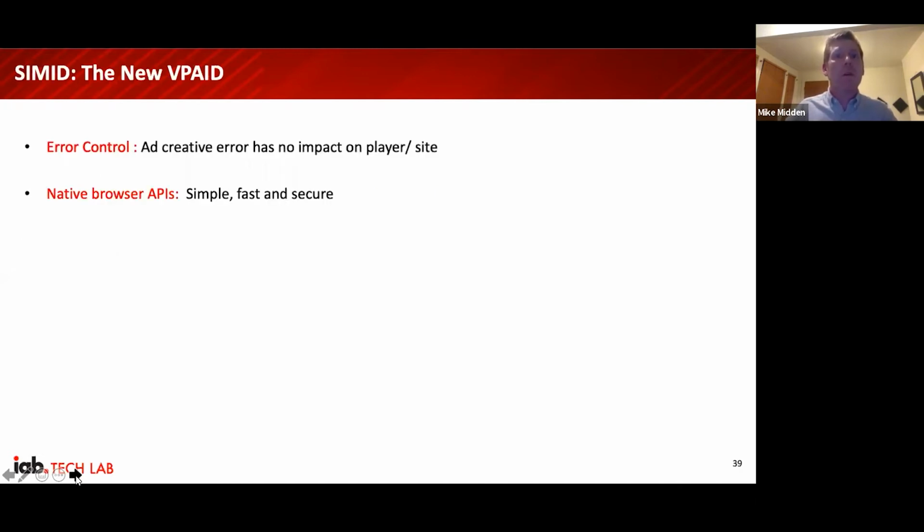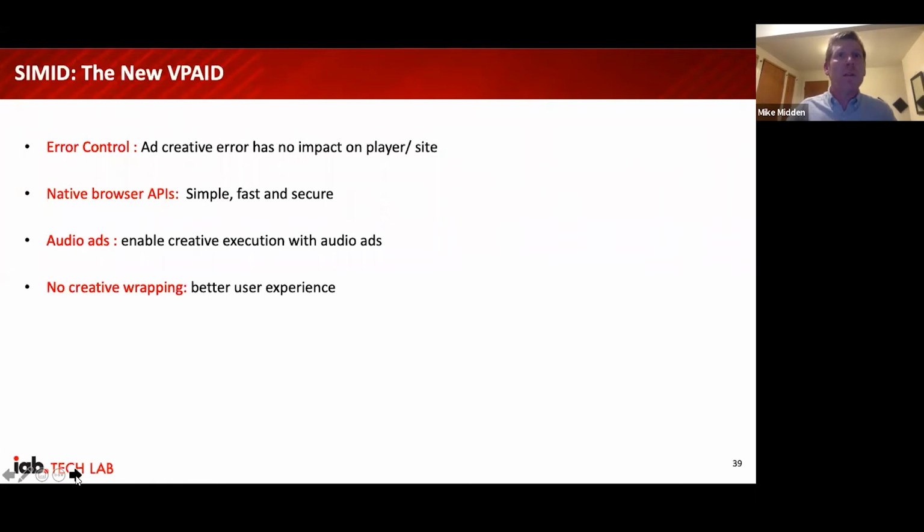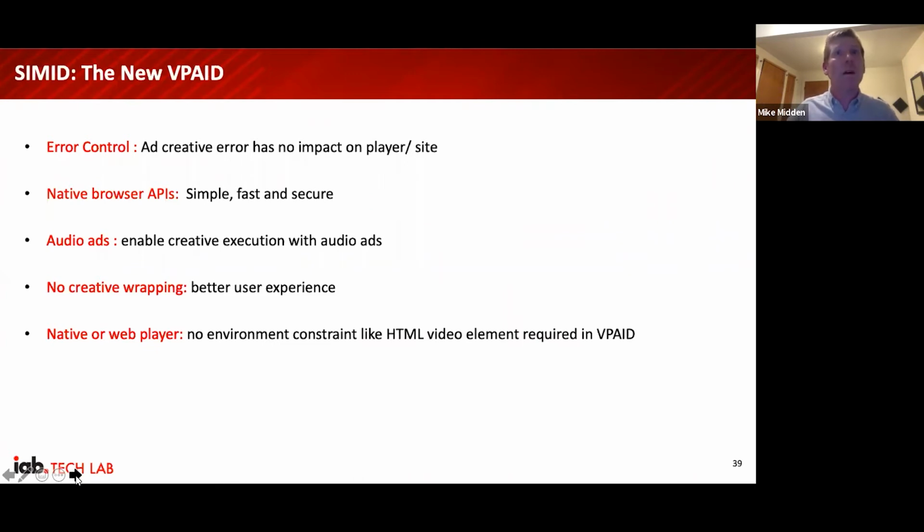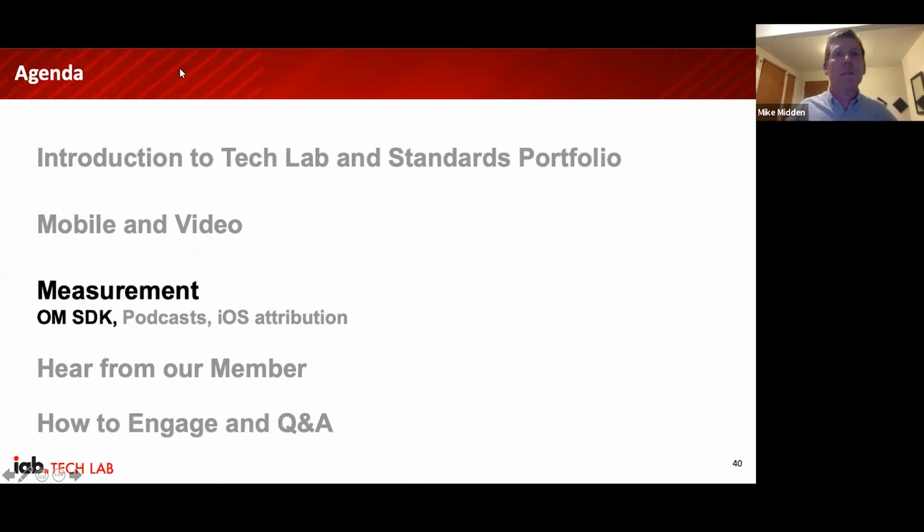Error control: an ad creative error has no impact on the player site or the user experience of the content. Native browser APIs: as long as the publisher can load HTML and communicate with it over the standard post message API, it can support SIMID. Audio ads: SIMID enables creative execution with audio ads. There's no creative wrapping for a better user experience. And the player can be native or web as long as the SIMID creative has sandbox DOM access. And I think that's it for video for now.